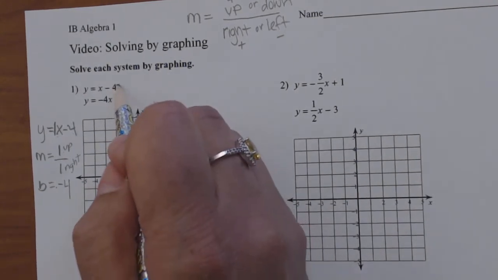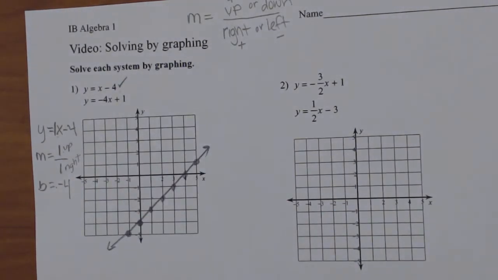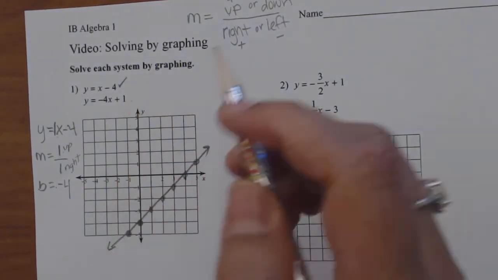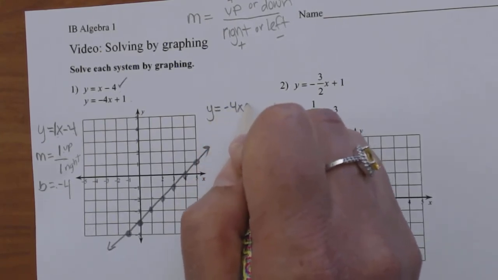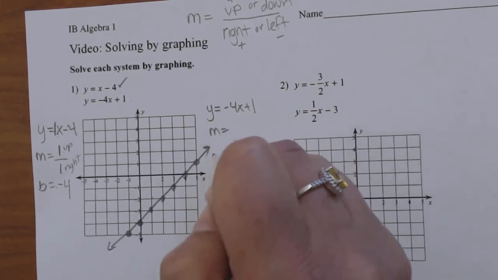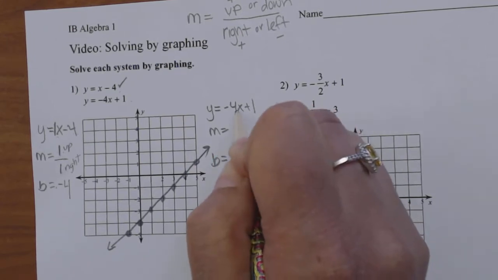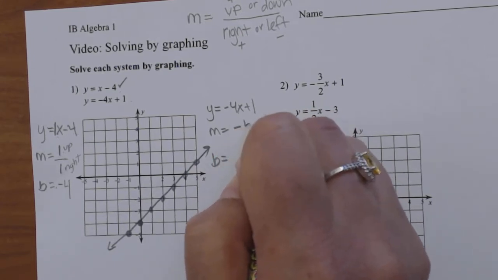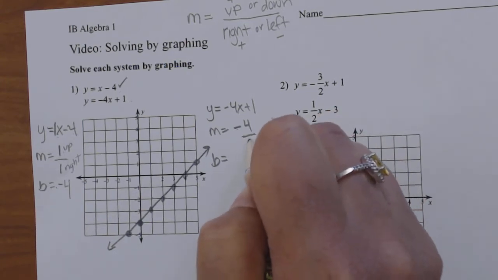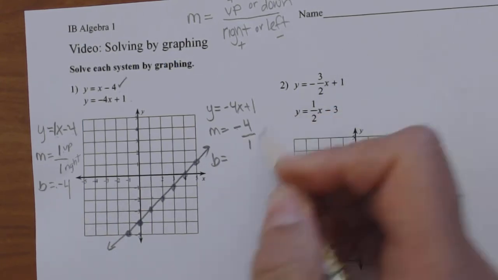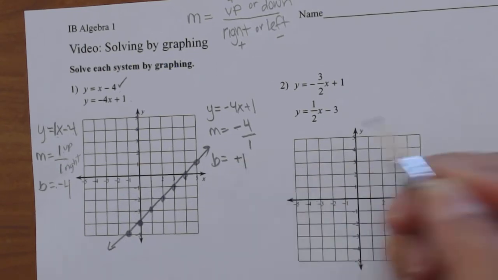Notice, I graphed one at a time. I checked it off. Now I'm going to graph the second one. I'm going to write down y equals negative 4x plus 1, m equals, b equals. M is next to the x, so negative 4. Do not forget that negative. In order to turn it into a fraction, because it's not, we put it over 1. Our b is positive 1.